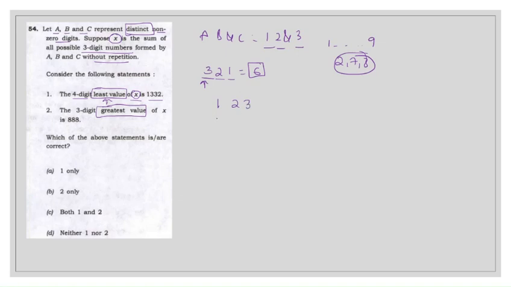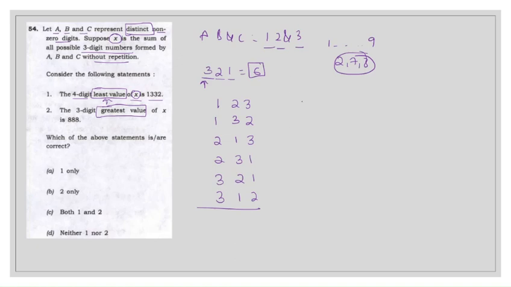1, 2 and 3 will be the first number. Then we'll have 1, 3 and 2. Then we'll have 2, 1, 3 and then we'll have 2, 3, 1. Then if we take 3 as the hundreds place, then we'll have 3, 2, 1 and 3, 1, 2. So these will be the 6 possible ways of arranging these 3 numbers.